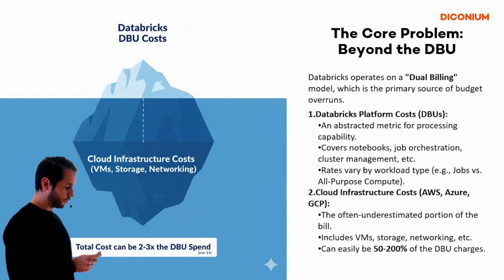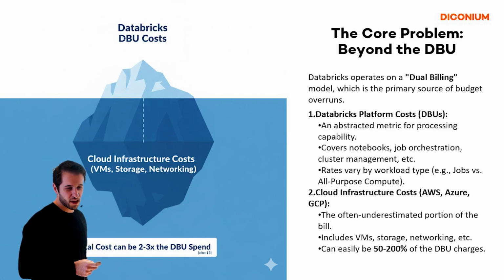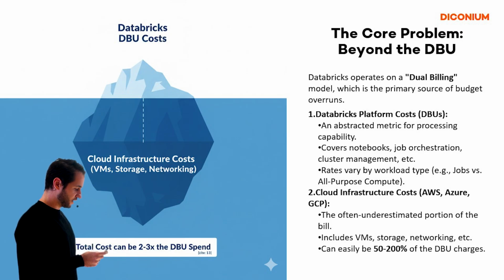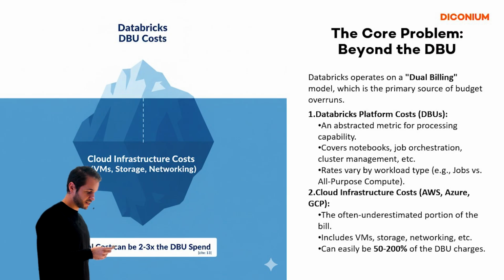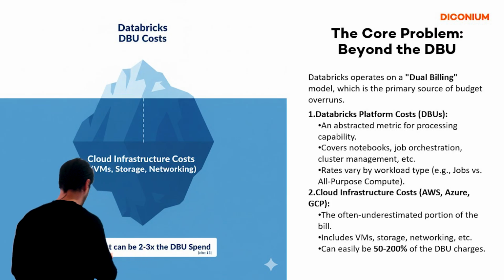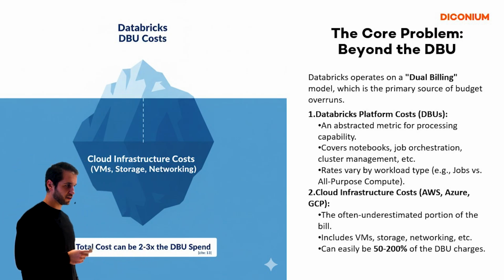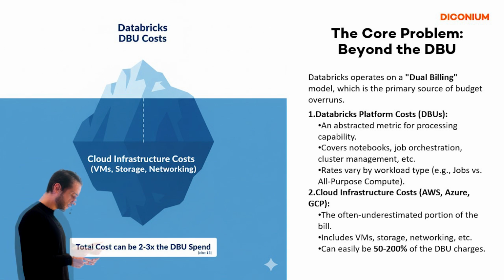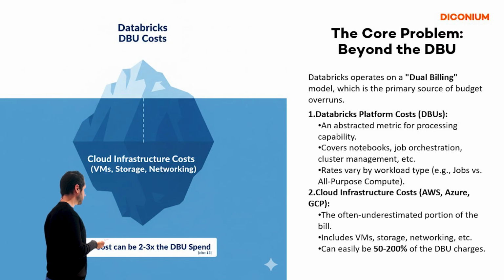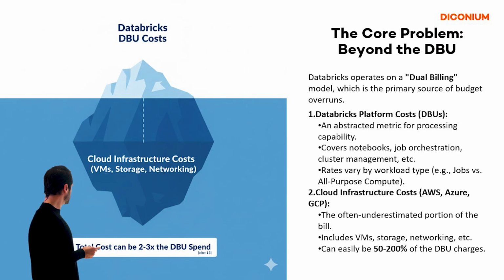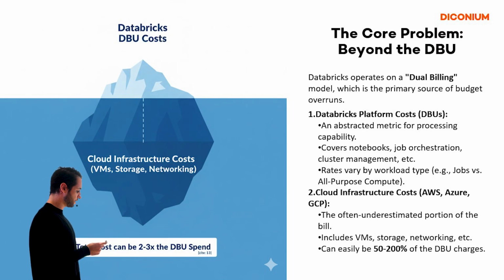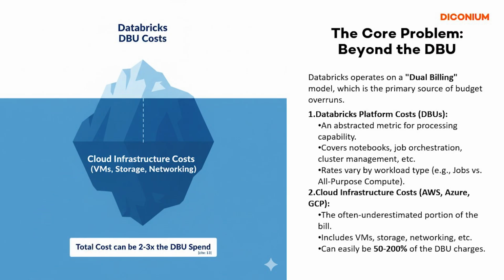Databricks has a dual billing model. Usually teams focus on DBU. These platforms usually focus on notebooks and jobs. But like an iceberg, the biggest part is hidden underwater. These are the cloud infrastructure costs: VM, storage, and networking. In reality, infrastructure costs 50 to 200% of your DBU bill. So total cost of ownership is 2 to 3 times your Databricks invoice.